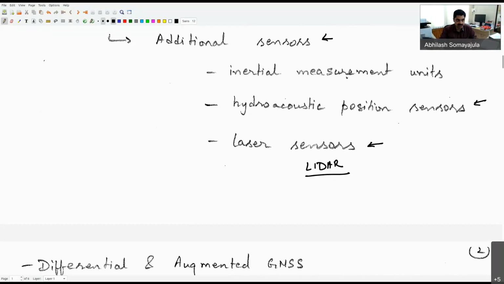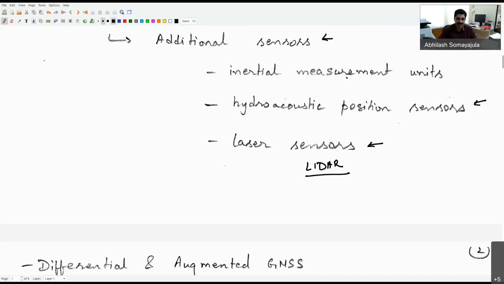Does everybody know the full form of LiDAR? What is the full form of LiDAR? No? You've been using it left, right, and center for your VRX competitions. Never bothered? Light detection and ranging. That's right.